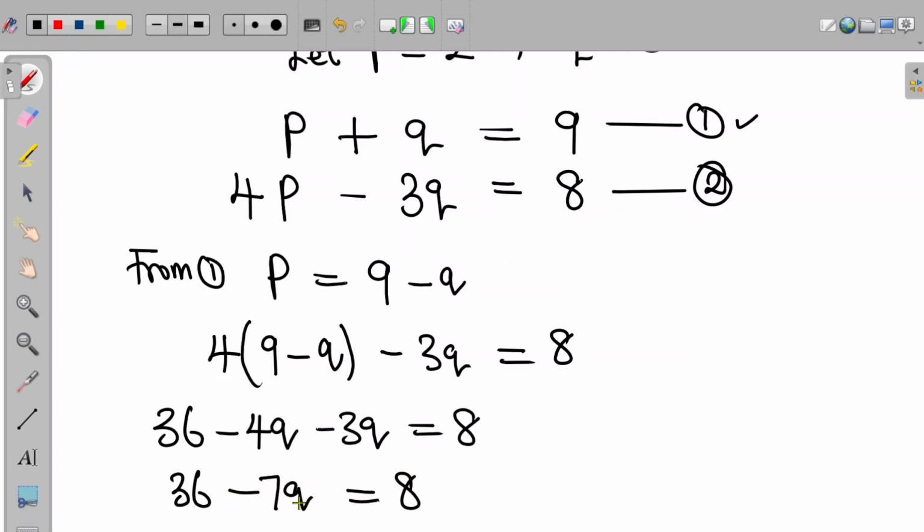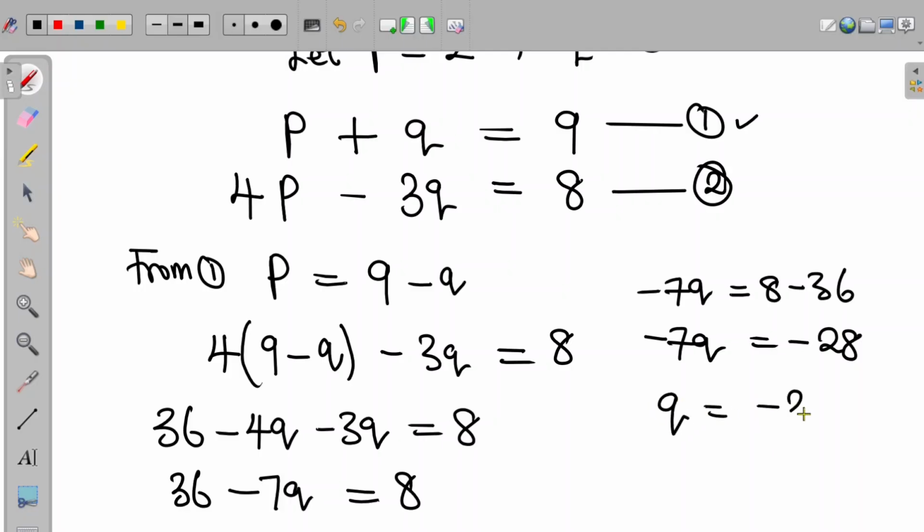Now at this point, to make q the subject, we can move 36 to the right-hand side. So this becomes minus 7q equal to 8 minus 36. So minus 7q will be equal to minus 28. Therefore, q becomes minus 28 divided by minus 7. Minus cancels out minus, so q is equal to 4. At this point, we have obtained q to be equal to 4.